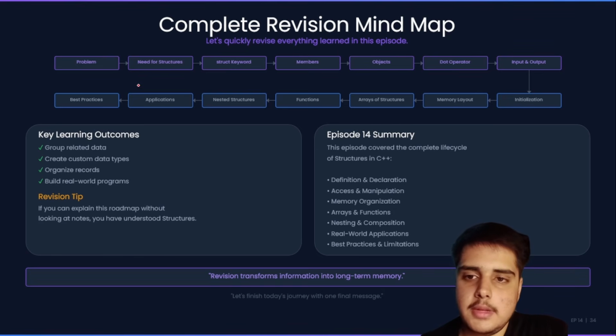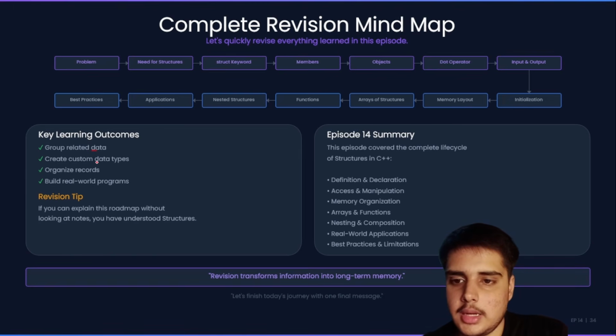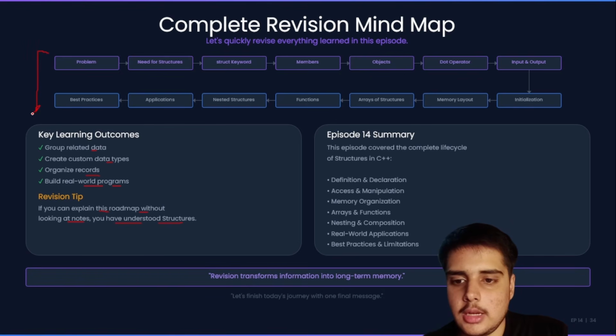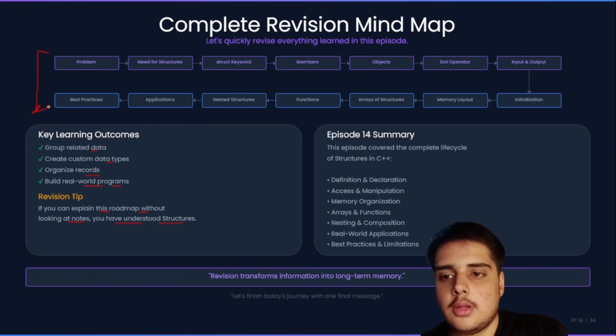Complete revision mind map. Key learning outcomes here are: group related data, create custom data types, organize records, build real-world programs. Revision tip for you: if you can explain this roadmap without looking at notes, you have understood structures. This is the complete roadmap. Try to understand, and tell me in the comment section.